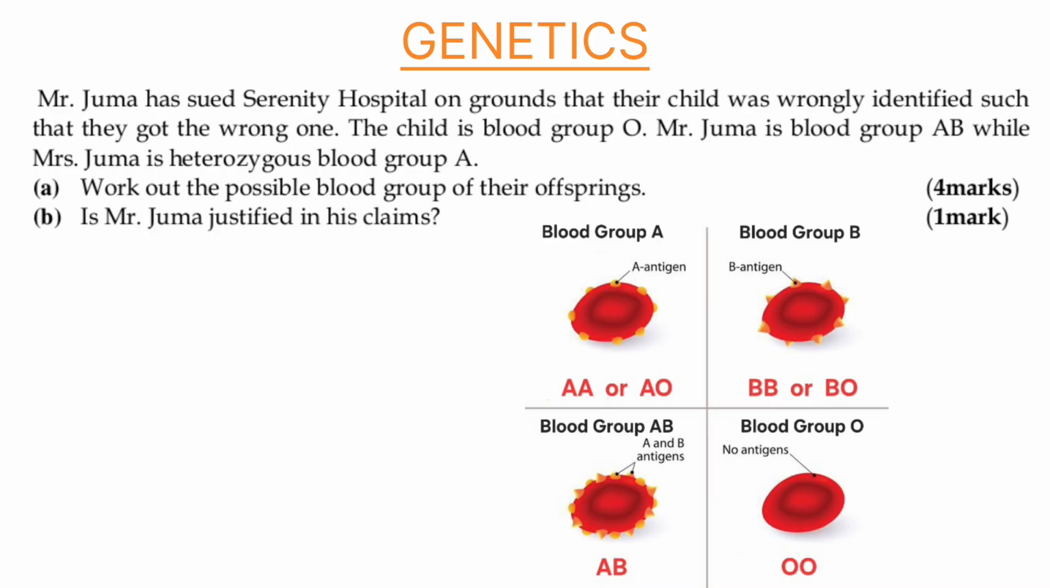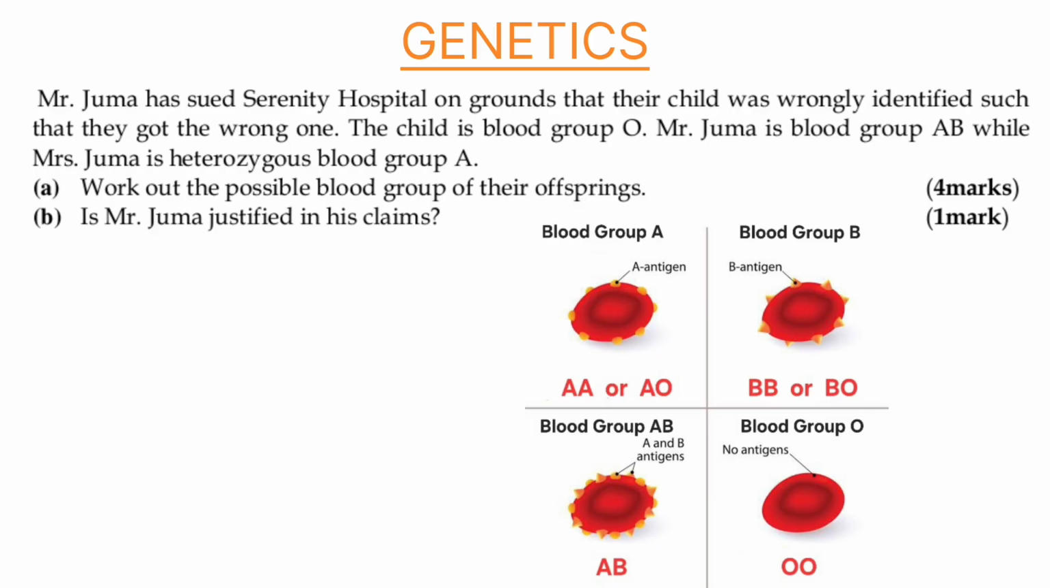Back to the couple. So Mr. Juma has blood group AB, so that is also going to be his genotype, AB. The wife is A, so it could be AA or AO. But the question itself provided us with a very important hint. It told us that Mrs. Juma is heterozygous blood group A. Heterozygous means that with the genotype of Mrs.